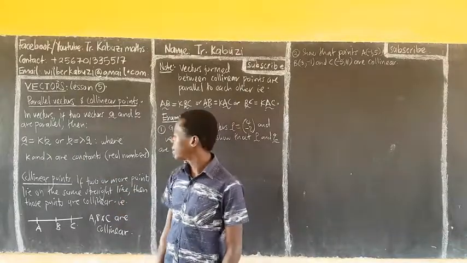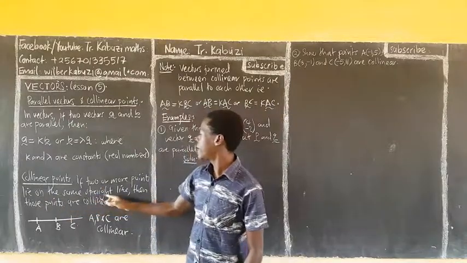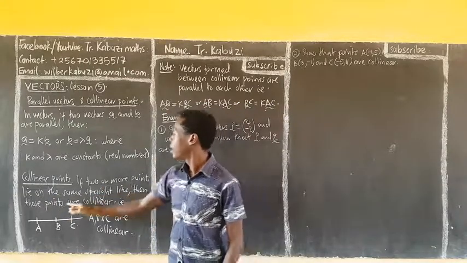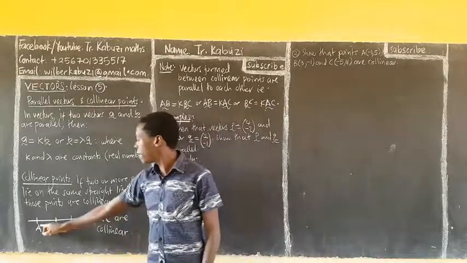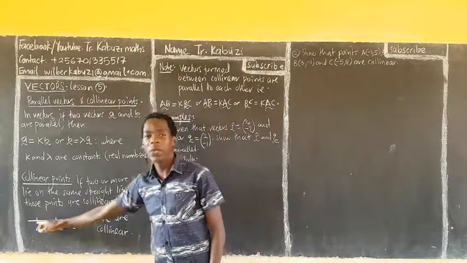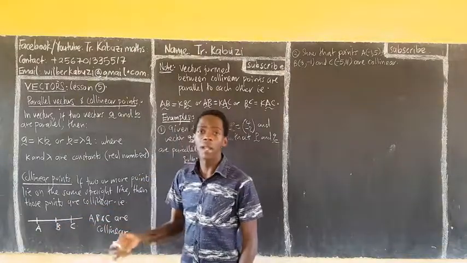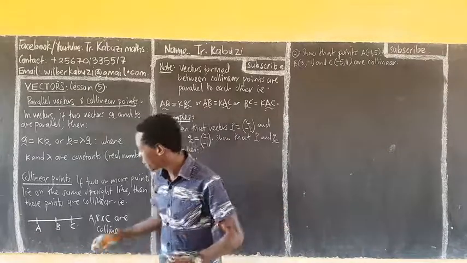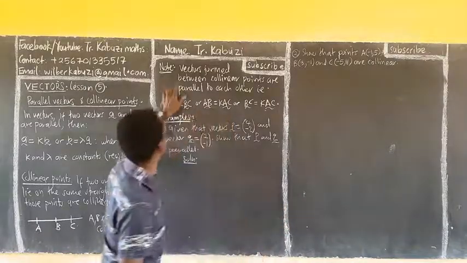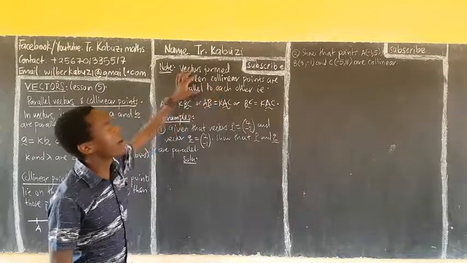Then collinear points. If two or more points lie on the same line, then those points are said to be collinear. So you see that if A, B, and C are in one line, then we say these points are collinear. Why? Because they lie on the same line. Also note that vectors formed between collinear points are parallel to each other.